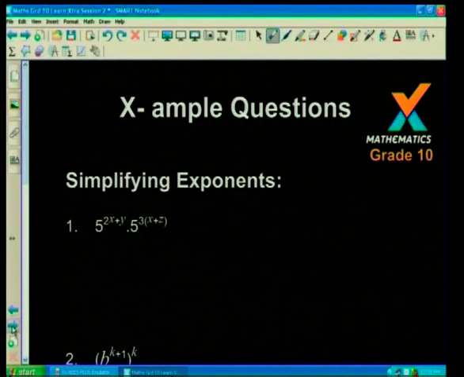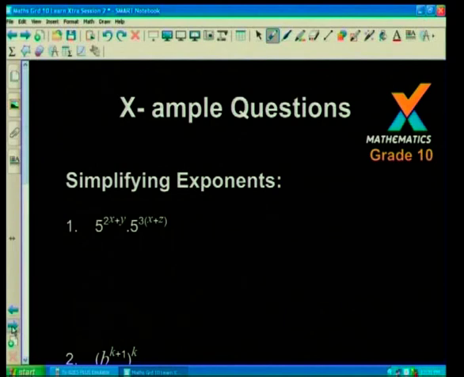Welcome back, grade 10s. Let's get on to some real work now. We're going to do a couple of questions that practice all of these skills that we've learned before. Let's start with the first one. Now, what we have here is 5 to the power of 2x plus y times 5 to the power of 3 in brackets x plus z.